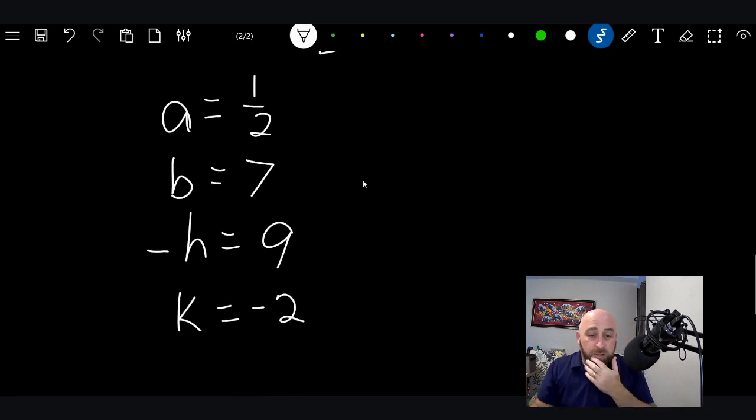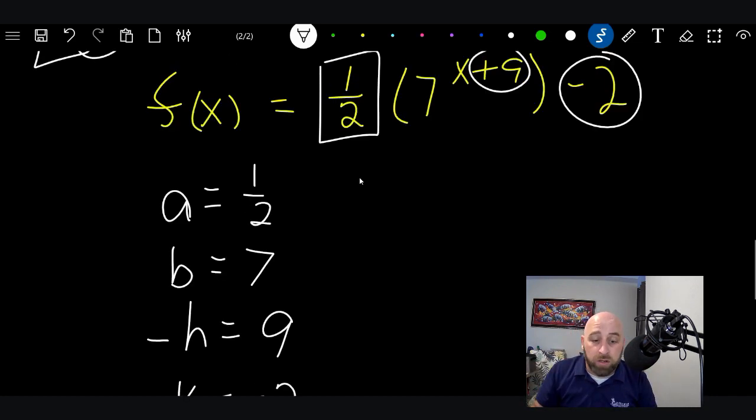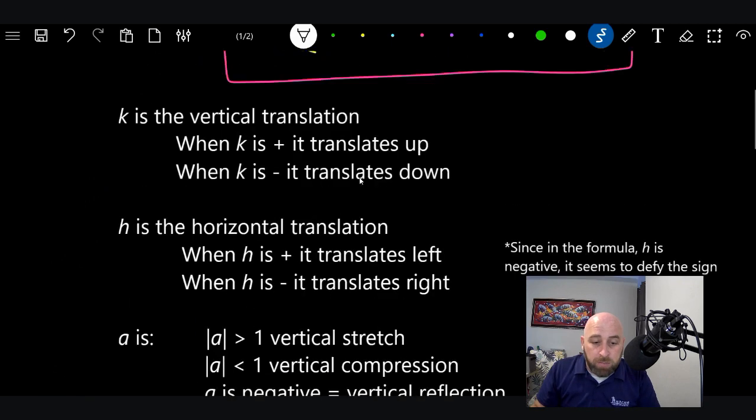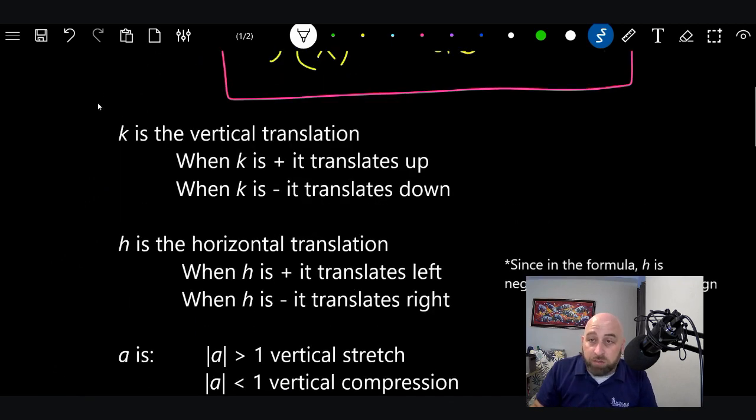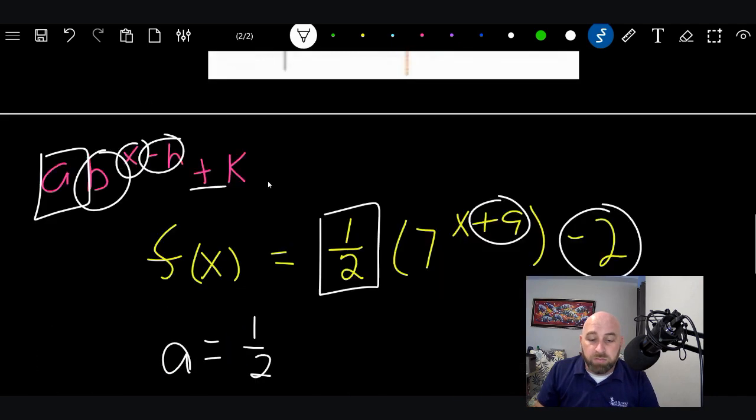So let's talk about what this thing is doing. Let's talk about where the movement is going to be on the graph. What kind of translation are we looking at? All right, so let's look up there, and let's start with the k. That's where we started with the explanation. It says k is the vertical translation. So a positive k is going to move it up, and a negative k is going to move it down.